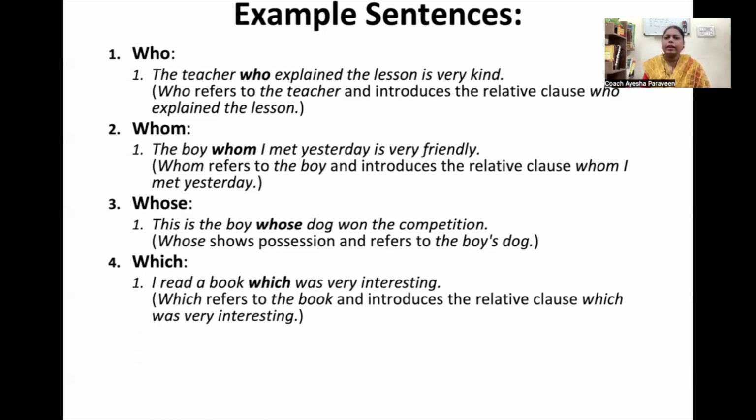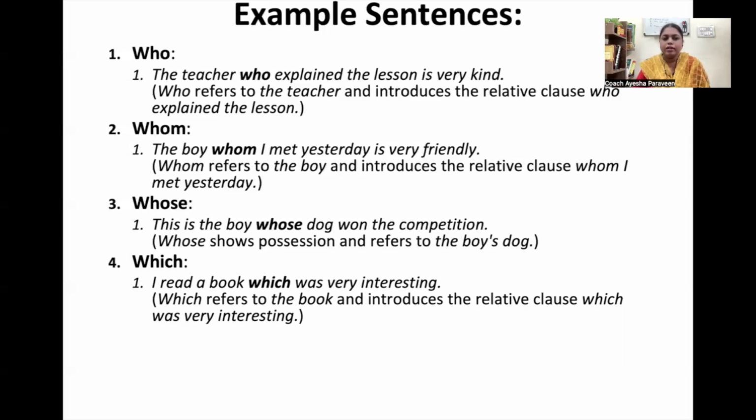Which means again it is about something. It is not about people, some object or some animal. I read a book which was very interesting. Now in this sentence, which is connecting about book. Book is not a person. Book is an object, and which is the connecting word, relative word, which connects an object. I read a book which was very interesting.